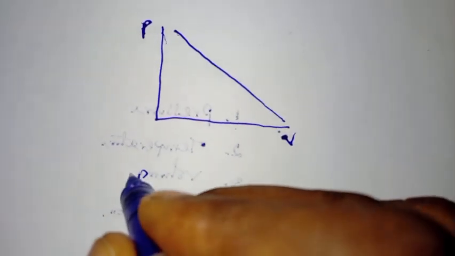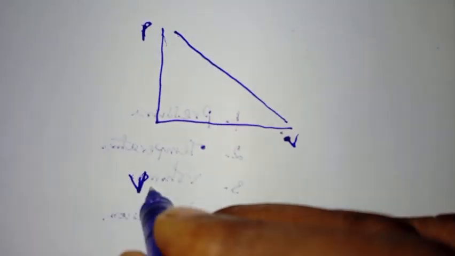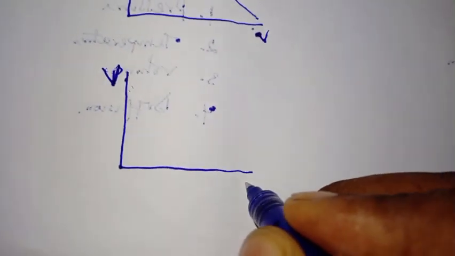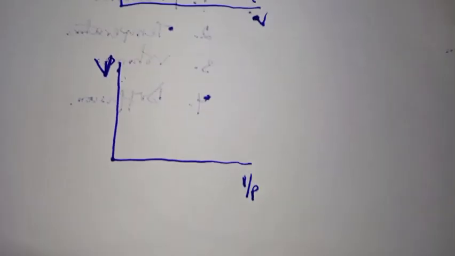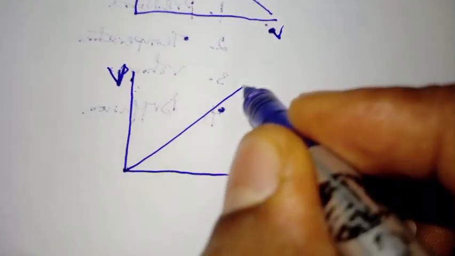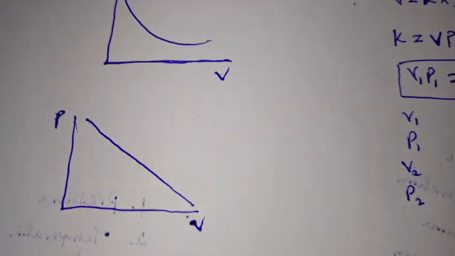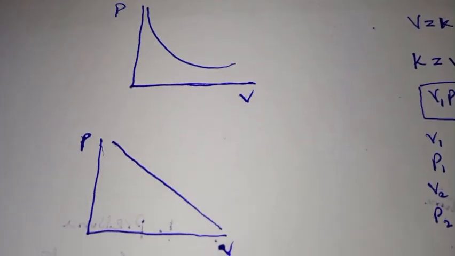Where you have V here, for example, at the y-axis. Then we have 1 over P here. Then the graph will go upward this way. So these are ways in which you can graphically represent Boyle's law.